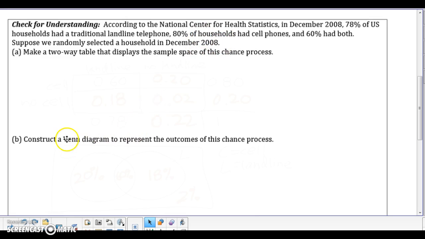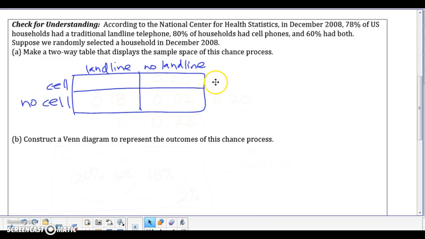So we start by making a two-way table that displays the sample space. It does not matter whether you put landline or cell phone on the top or on the side, as long as they are both there. It doesn't have to look exactly like the way I did it. So the way I did it is I put landline on the top and I put cell on the side. We have a few numbers here.